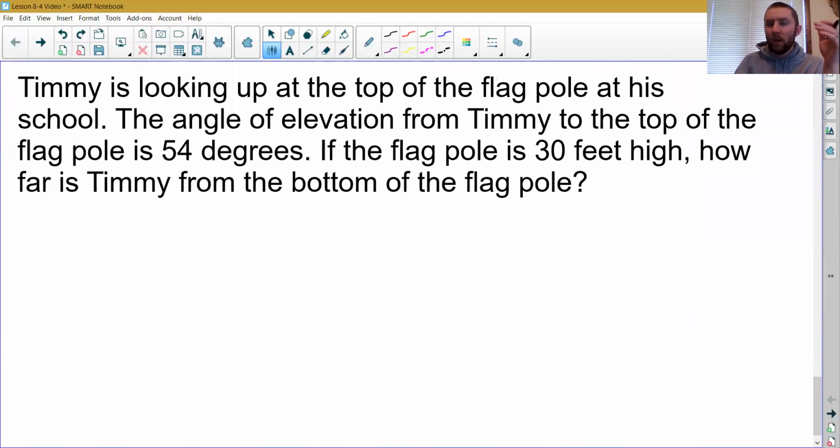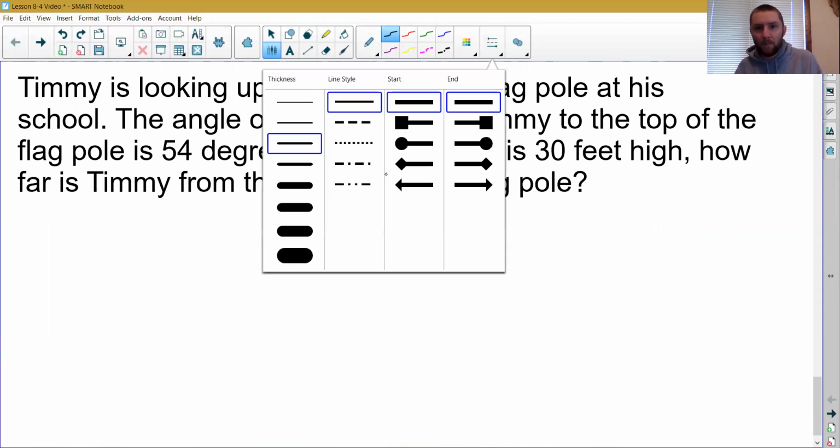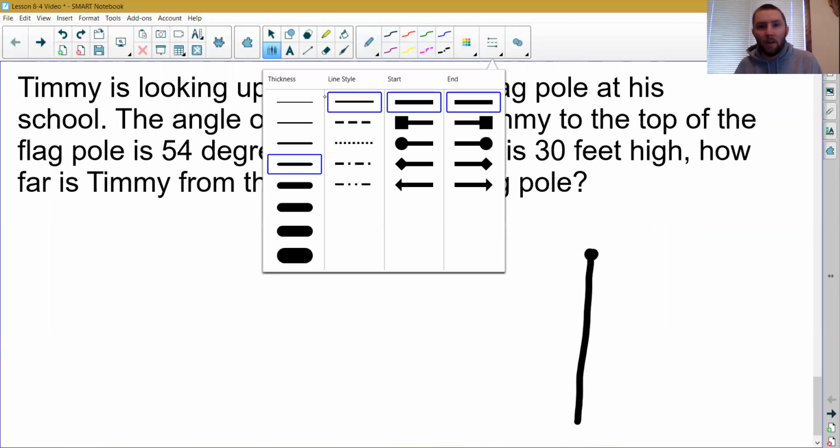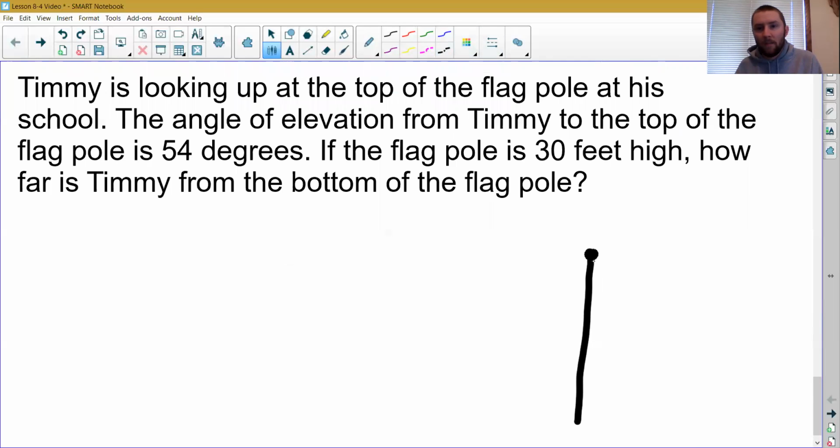In this case, we're going to actually use tangent. Okay, I will tell you that right now. And this one uses an angle of elevation. It says Timmy is looking up at the top of the flagpole at his school. The angle of elevation from Timmy to the top of the flagpole is 54 degrees. So I have a flagpole, a little bit thicker. I have a flagpole here, and then at the top there's one of those giant ball things, and then of course we've got our flag up at the top.